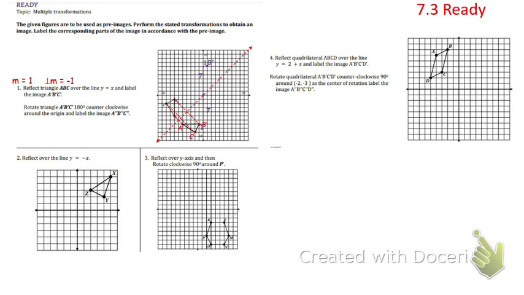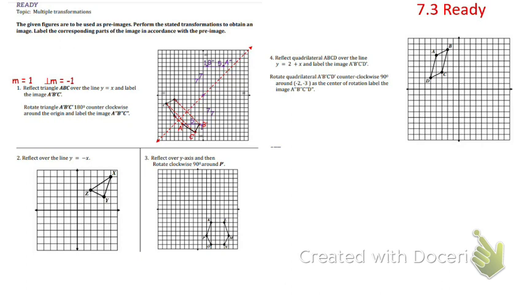And we'll do the same thing for the others. A prime right now is also down 7, but it's over, in this case, 5. So now, to find where A double prime goes, instead of down 7, I'm going to go up 7, and instead of left 5, we'll go right 5. And we'll label that A double prime.